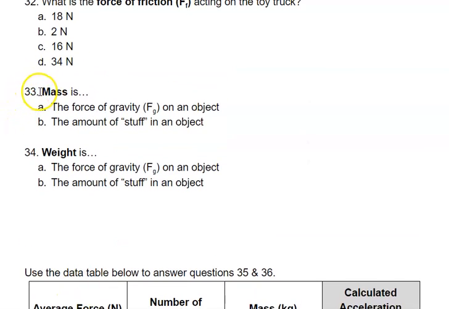Number 33. Mass is A. the force of gravity, F sub g, on an object, or B. the amount of stuff in an object. Number 34. Weight is A. the force of gravity, F sub g, on an object, B. the amount of stuff in an object.